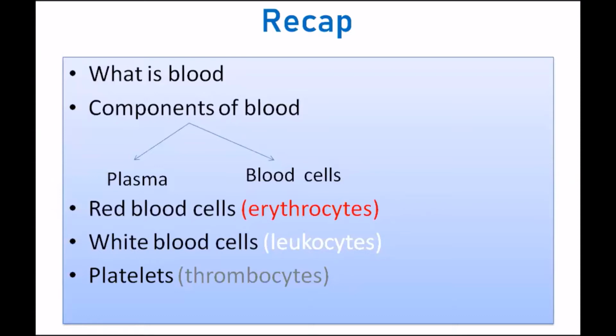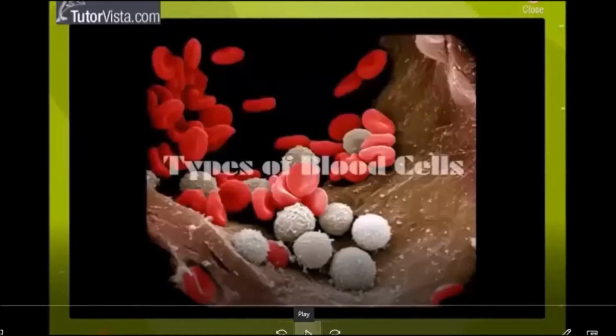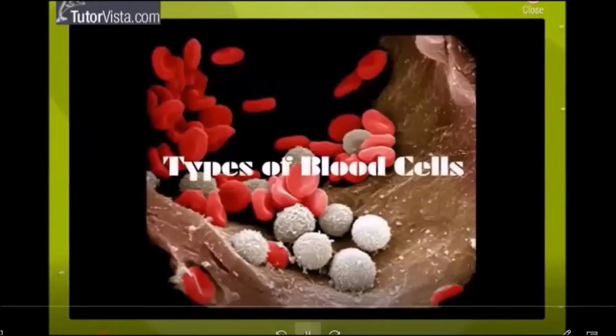Blood cells are further classified into three categories: red blood cells, erythrocytes, which were discussed in detail in the previous lesson. Today, we will discuss the remaining two blood components, that is white blood cells, known as leukocytes, and platelets, which are known as thrombocytes. So starting with today's lecture, let's go through what we have discussed before, starting with what is blood.